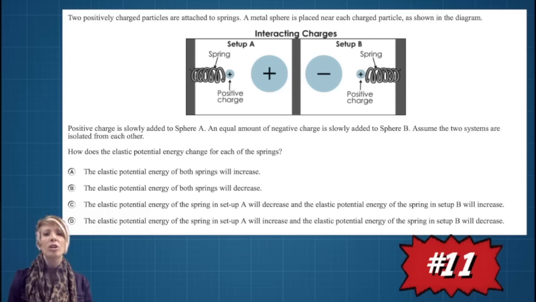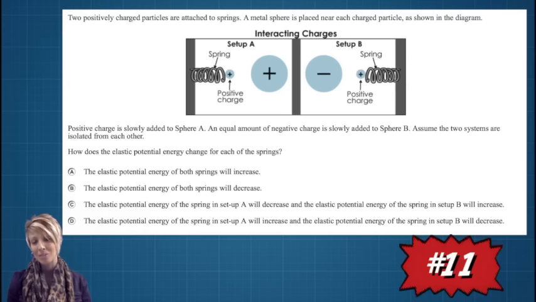It says positive charge is slowly added to sphere A. An equal amount of negative charge is slowly added to sphere B. Assume the two systems are isolated from each other. So in other words, when you read that sentence, that means that the big positive sphere is not right next to the negative sphere in the other box. They're just putting them together for the sake of the diagram, but they are not anywhere near each other. So knowing that, how does the elastic potential energy change for each of the springs?